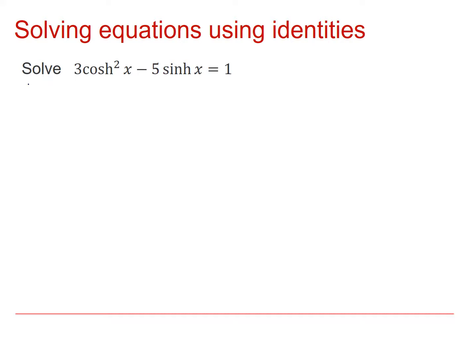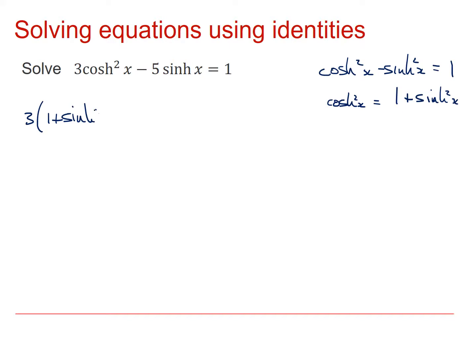So, can we use some of that to solve an equation like this? And the answer is yes, of course. Just like we would with trig functions, we'd do something with the cosh squared to get it in terms of sinh. We know that cosh squared x minus sinh squared x is equal to 1, and so we can write that cosh squared x is equal to 1 plus sinh squared x. Plug that into here. 3 lots of 1 plus sinh squared x minus 5 sinh x is equal to 1. Let's multiply that through then.